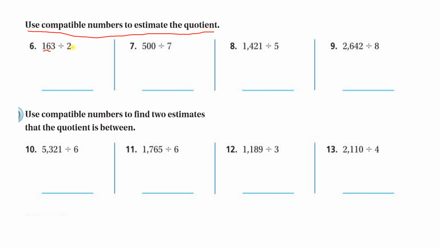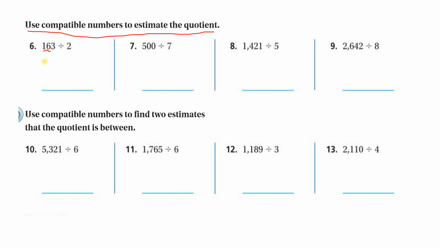And then I ask myself, okay, can 2 go into 16 evenly? Well, one way to figure that out is to do your multiples of 2. 2, 4, 6, 8, 10, 12, 14, 16. So yes, we will land on 16. So I know 2 can go into 16 evenly.